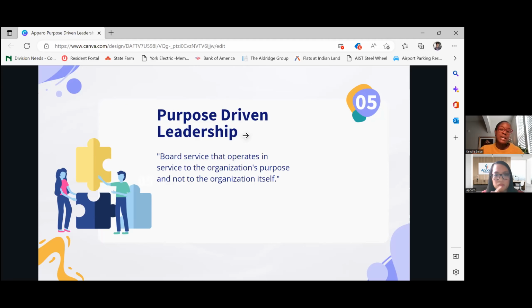Now, let's break it down even further. What does that mean? These are beautiful words that have been put together, but what does that mean? What's best for purpose and community does not always equate to what's best for the organization.